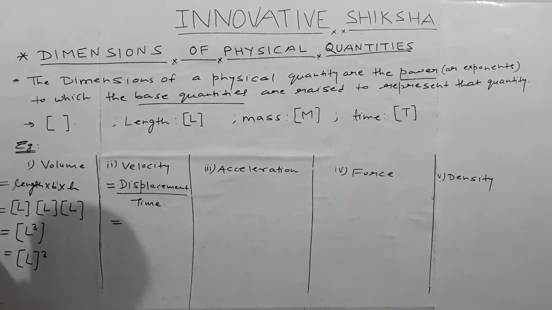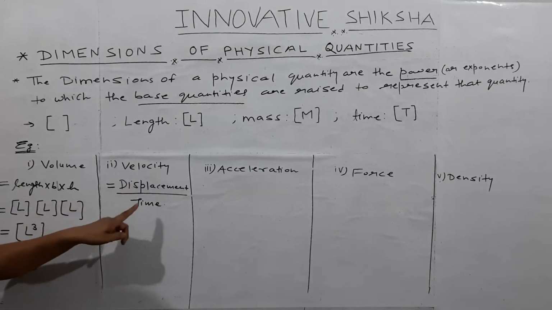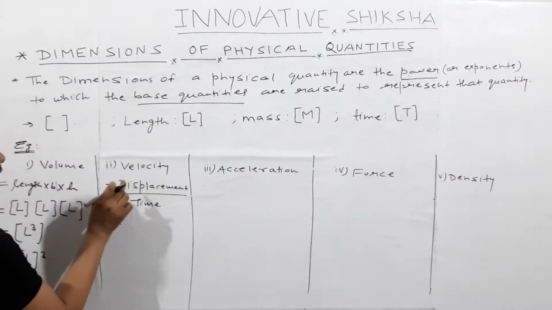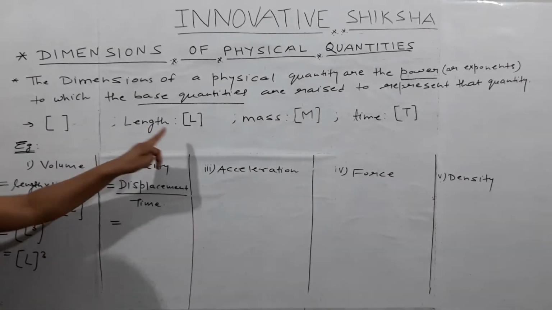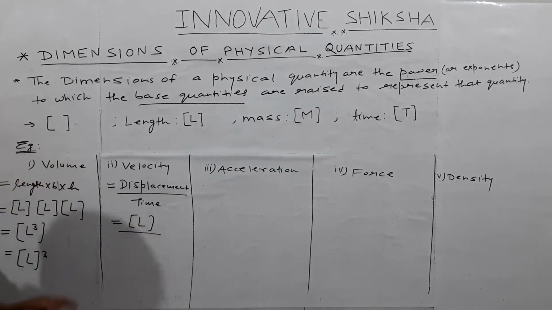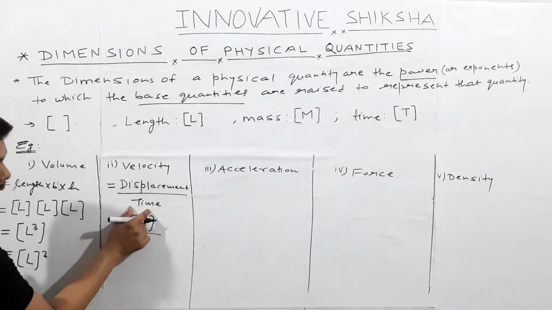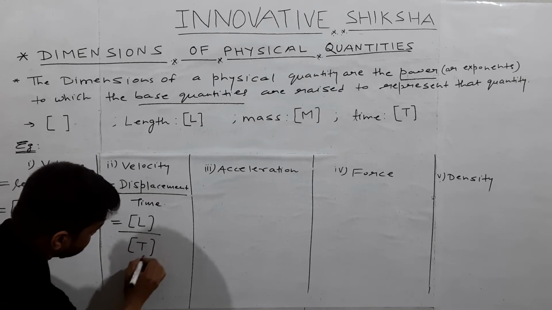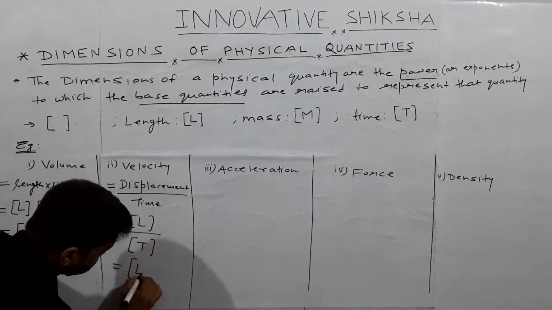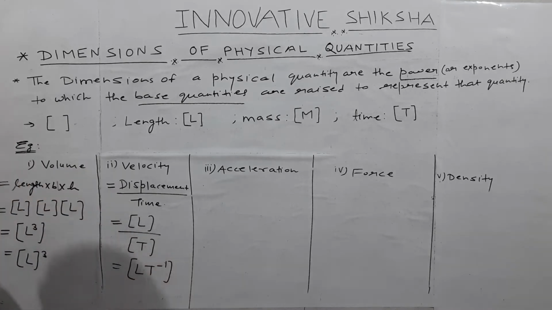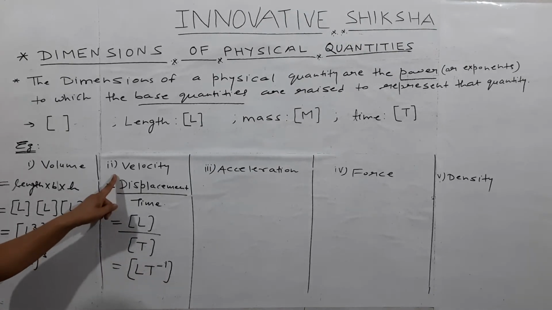So let us start writing the dimensions of displacement and time. Displacement is a kind of length, right? So for displacement we write L. So L is the displacement dimension, and what is the dimension of time here? So T. So this becomes the dimension of velocity, right? So L T to the power -1 becomes the dimension of velocity, right?